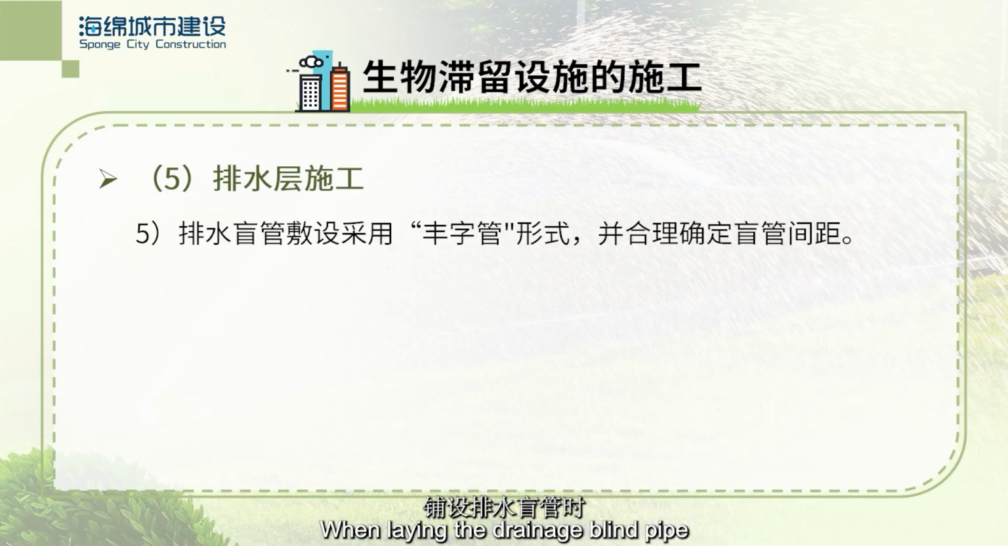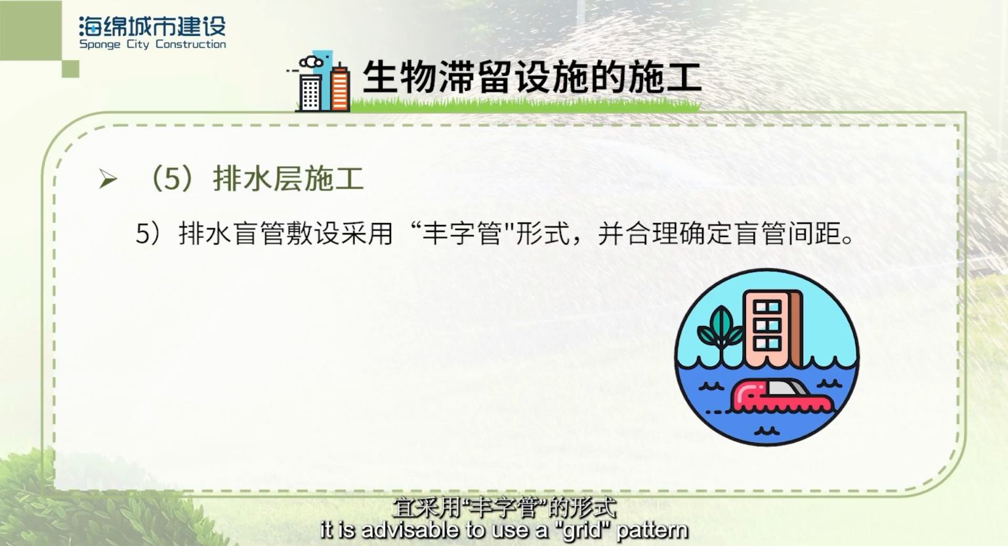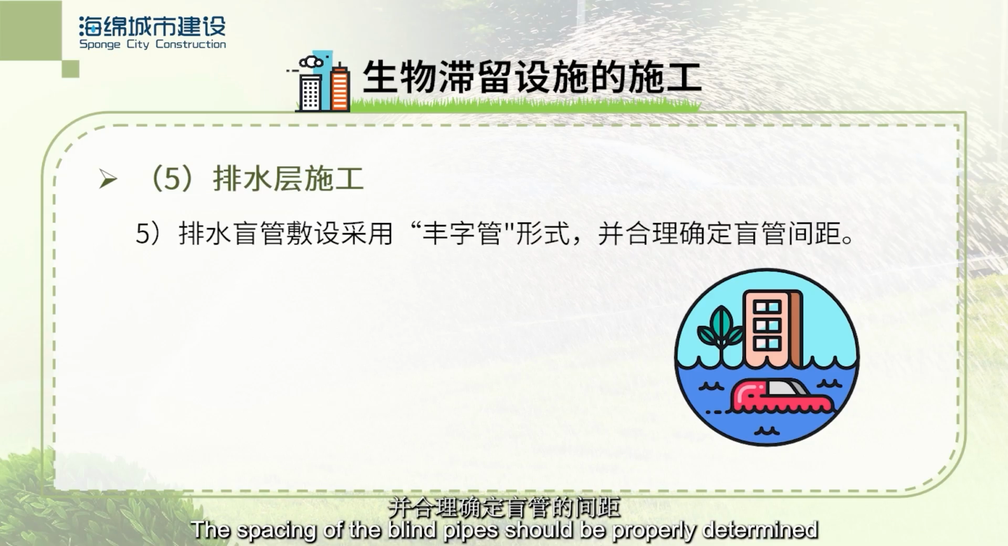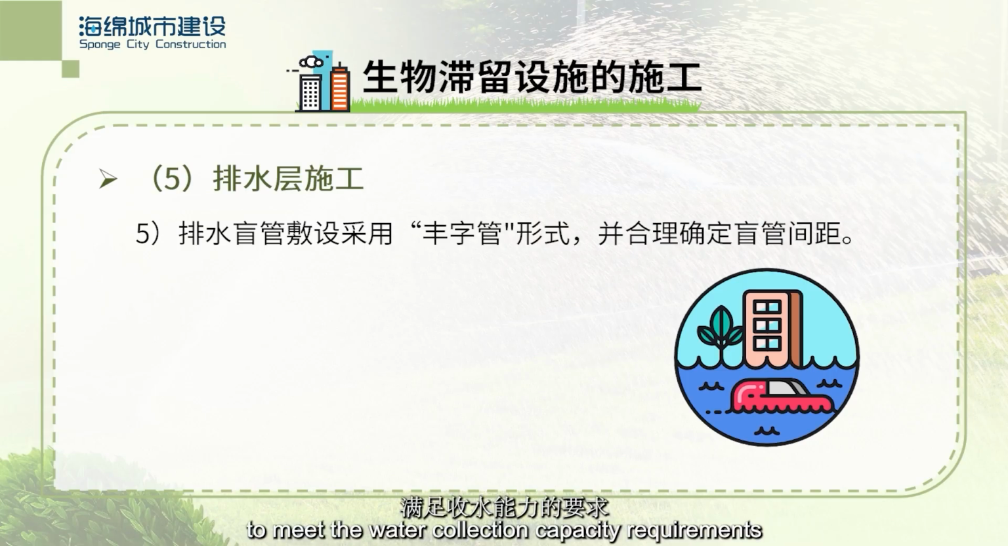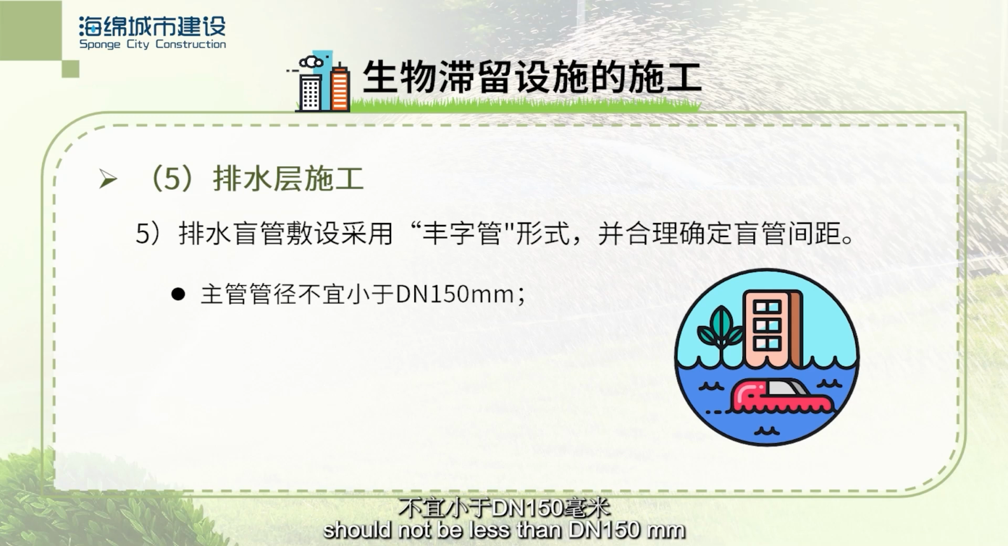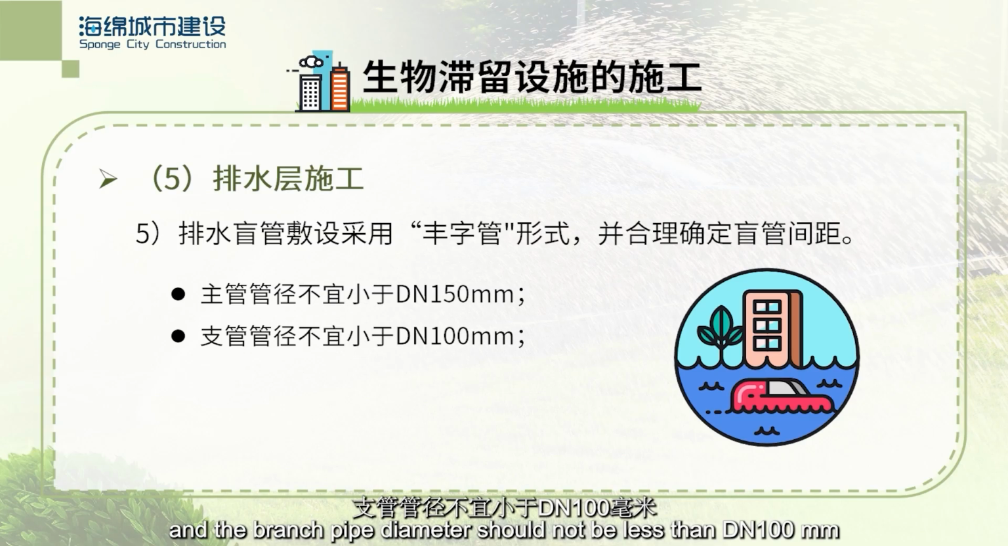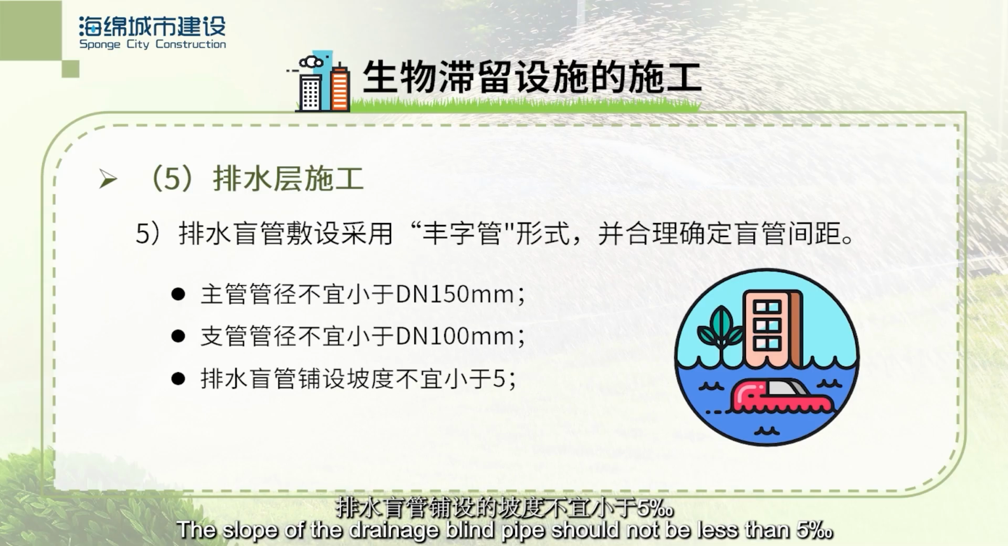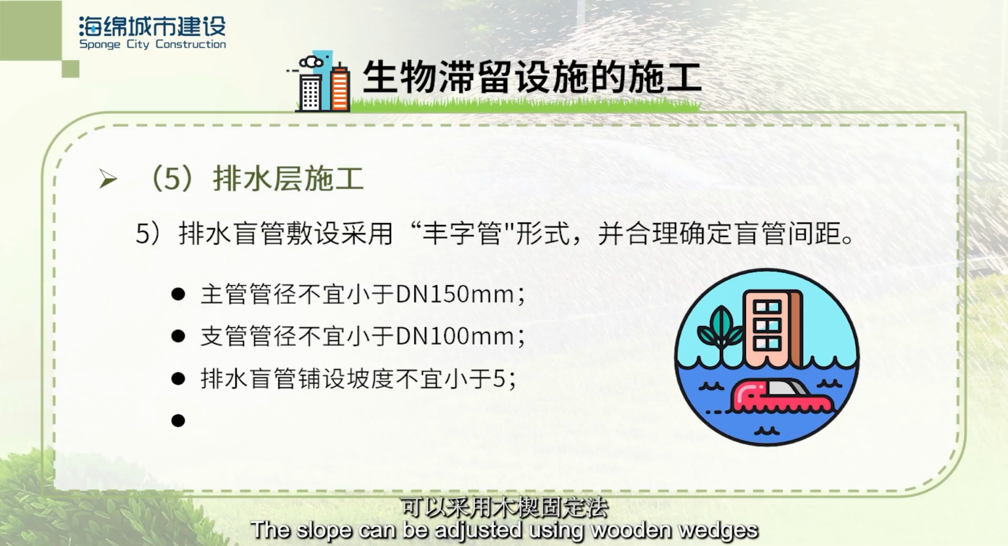When laying the drainage blind pipe, it is advisable to use a grid pattern. The spacing of the blind pipes should be properly determined to meet the water collection capacity requirements. The main pipe diameter of the drainage blind pipe should not be less than DN 150 millimeters, and the branch pipe diameter should not be less than DN 100 millimeters. The slope of the drainage blind pipe should not be less than 5. The slope can be adjusted using wooden wedges.